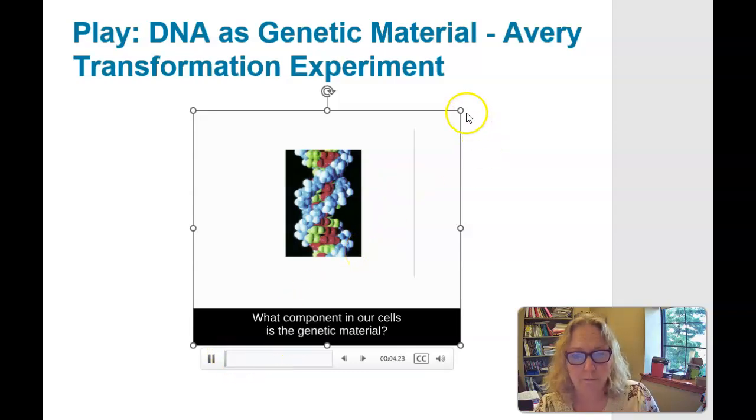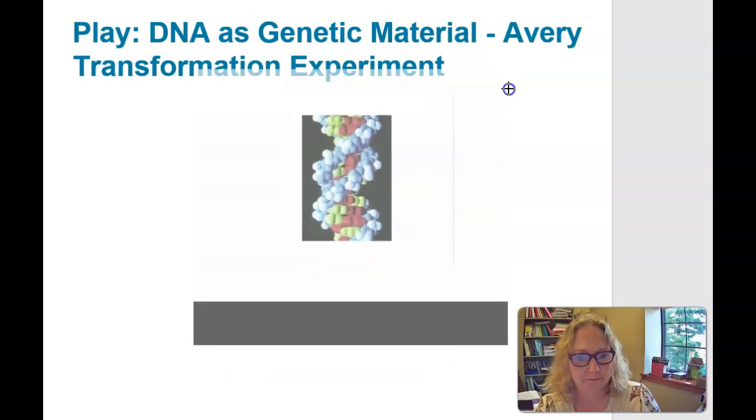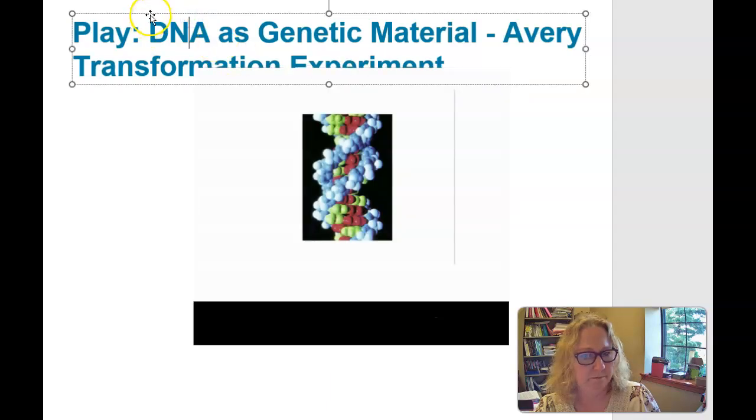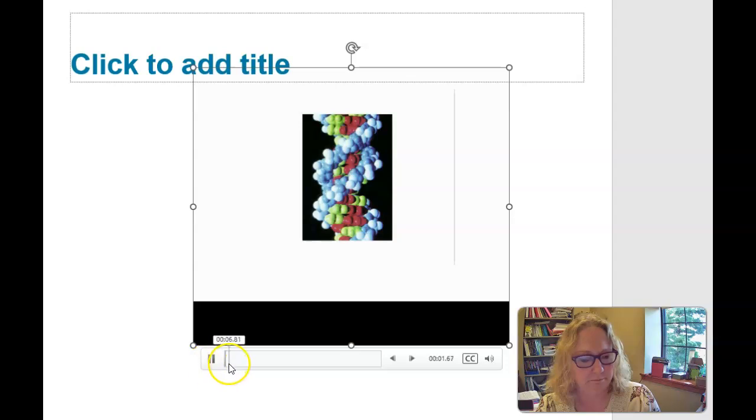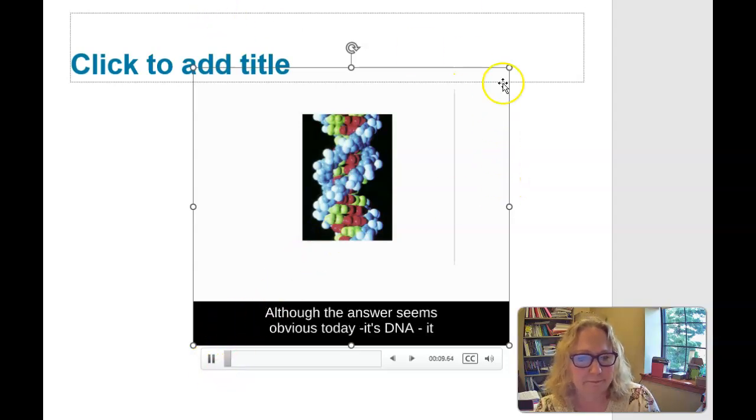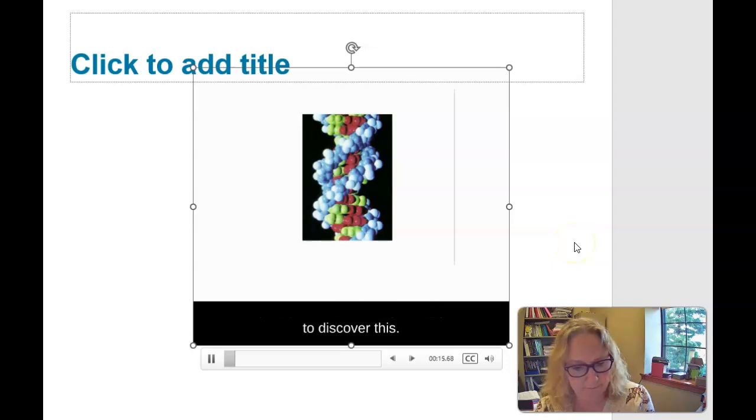What component in our cells is the genetic material? Although the answer seems obvious today, it's DNA. It took 3 scientists almost 20 years of hard work to discover this.